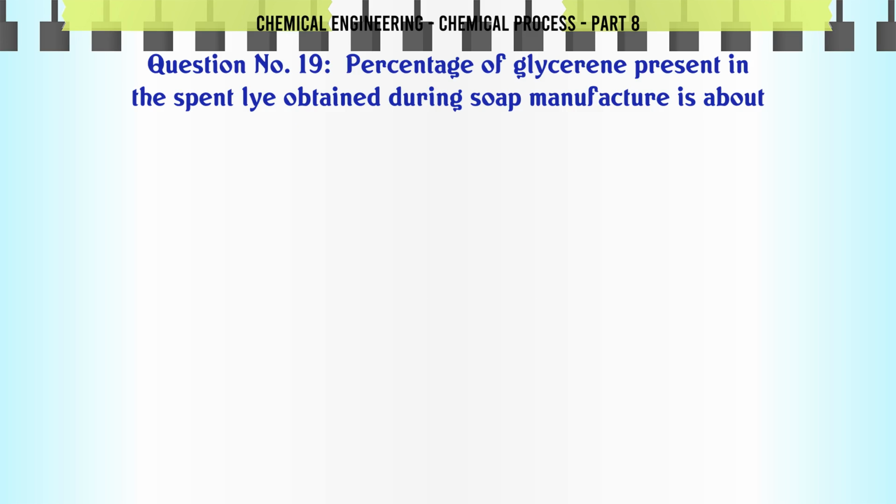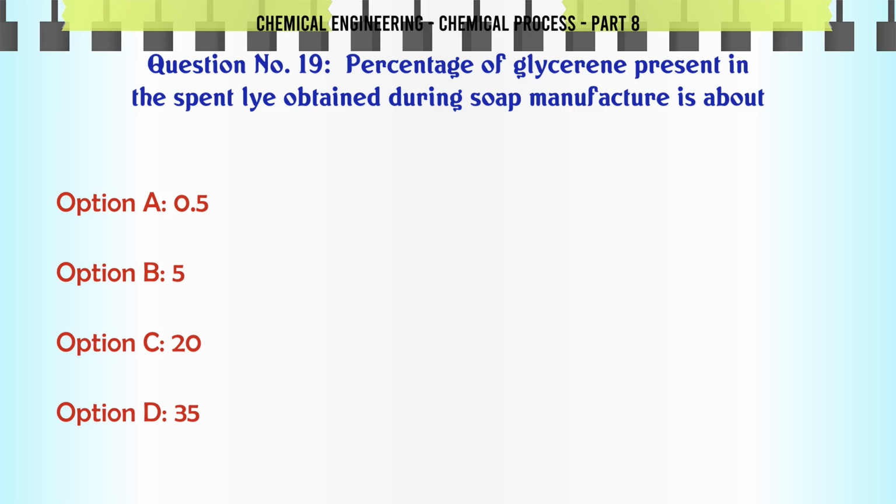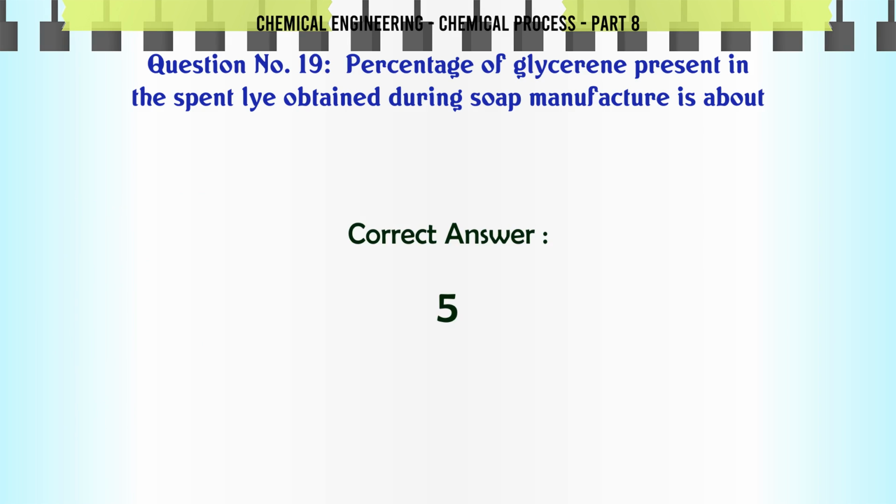Percentage of glycerine present in the spent lye obtained during soap manufacture is about A. 0.5. B. 5. C. 20. D. 35. The correct answer is 5.